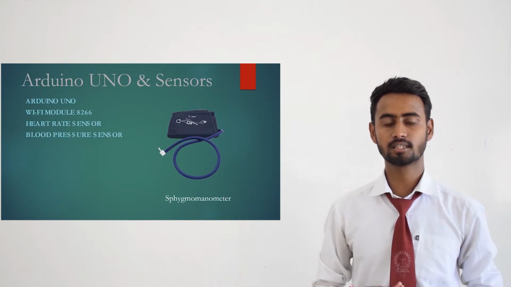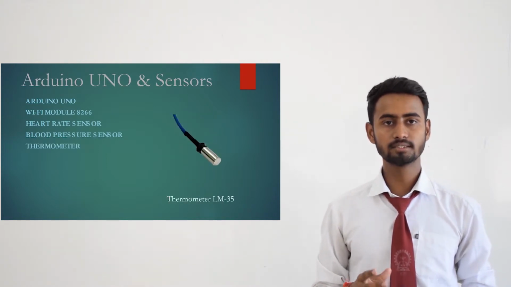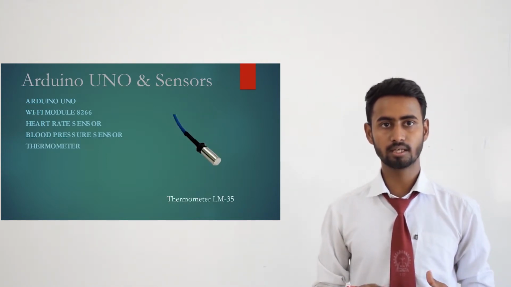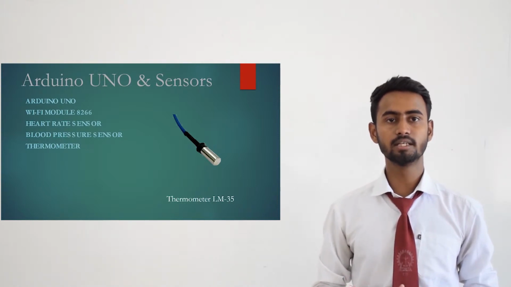Now our next sensor is the thermometer. For measuring body temperature, we are using the thermometer LM35. It is a 3-pin device which can directly get connected to the Arduino UNO board.